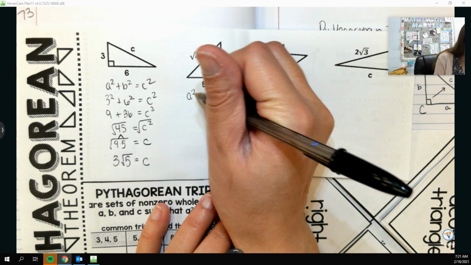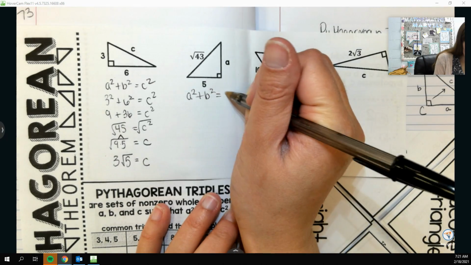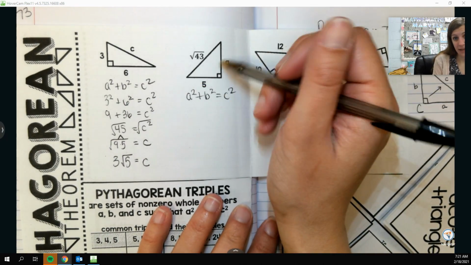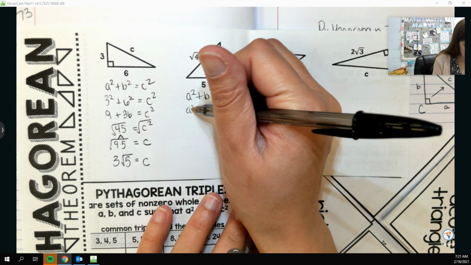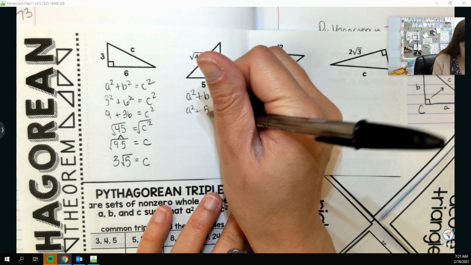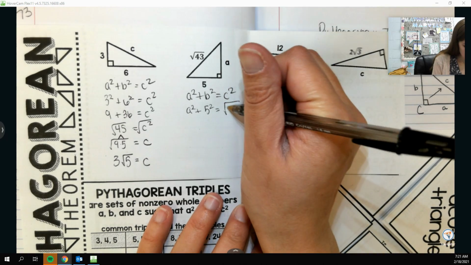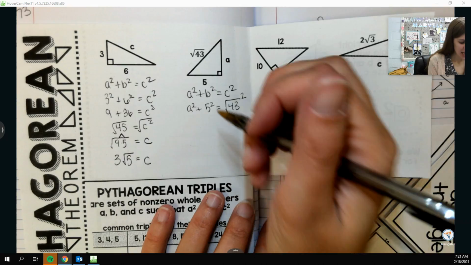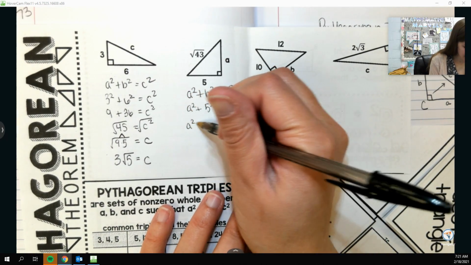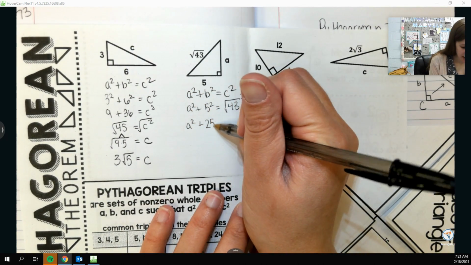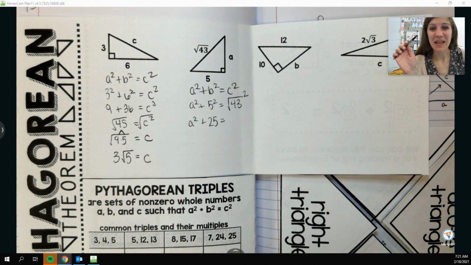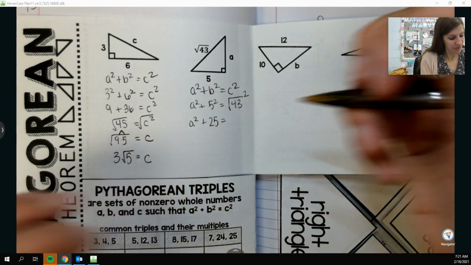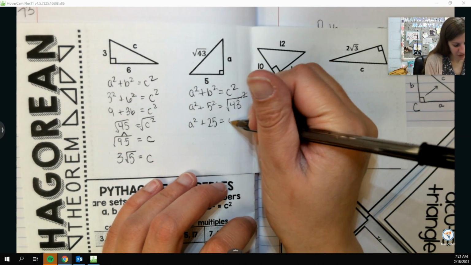So I do have a right triangle. I can use a squared plus b squared equals c squared. This time I can see that one of my legs is unknown to me, and they've called it a, so I'll just leave a there. But then 5 squared equals the square root of 43 squared. So we'll go through and simplify a little bit, like 5 squared is 25. Now over here I gave that little look because the square root of 43 squared, well, the square root and square will just cancel out and you're left with 43.